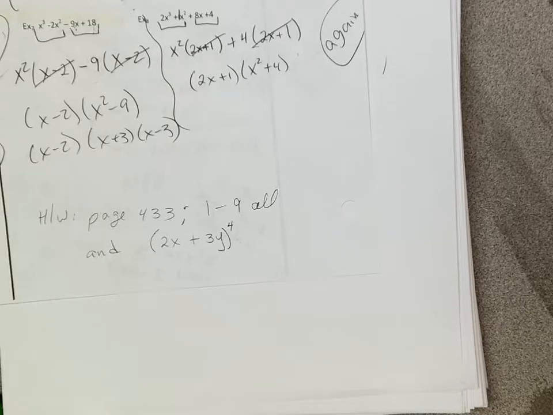So what you're going to find, it's called difference of squares. When you have a square minus a square, you can factor it. But if it's a square plus a square, it does not factor. So if it's a plus here, you cannot factor, okay? All right, 1 through 9, that's it.